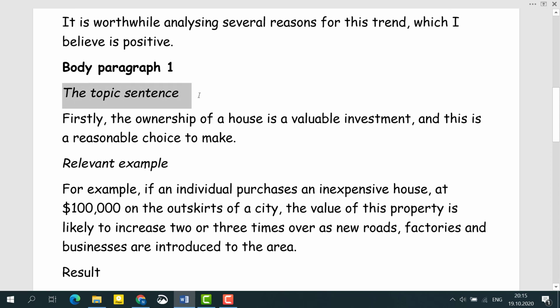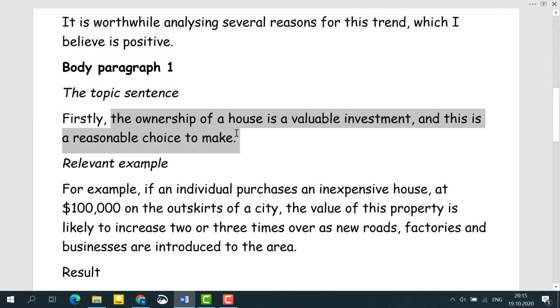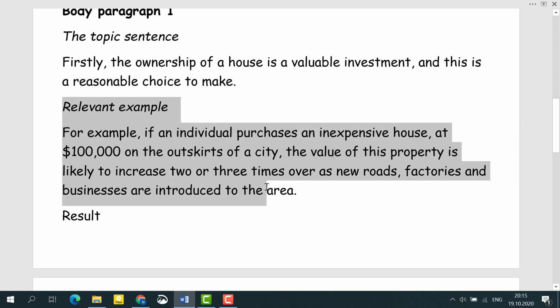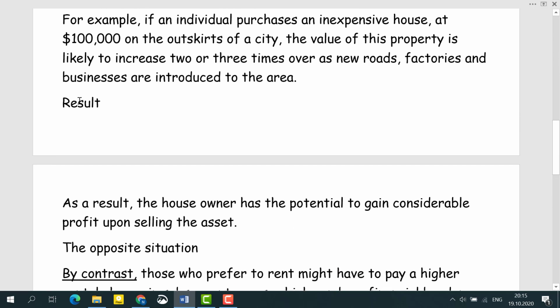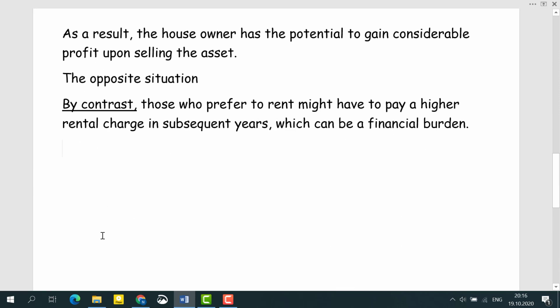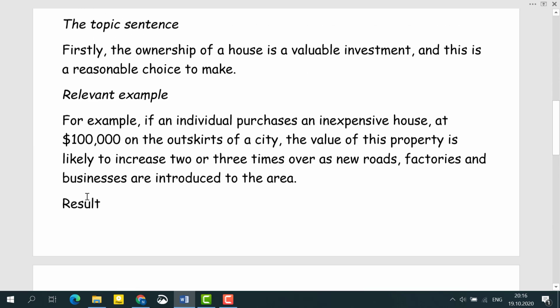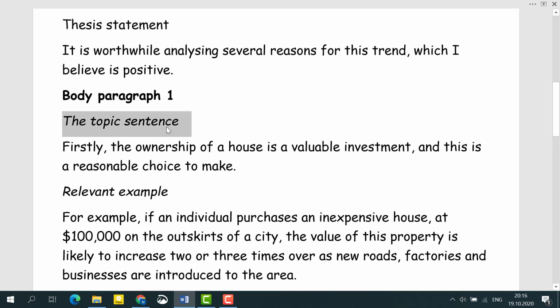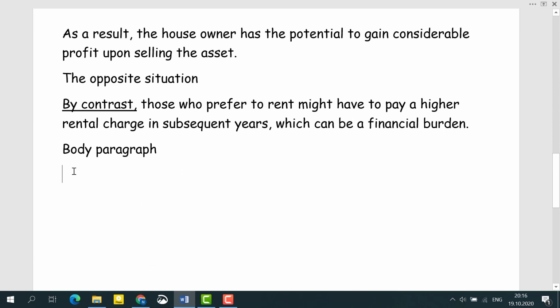So once again, you have to write the topic sentence. Okay, so you have to indicate your central idea. Then you have to provide a relevant example. Then talk about the results and talk about the opposite situation. That's it. Now, I need to focus on the second body paragraph. Okay. Now, what do I need to do again? I'm going to provide the second reason. Okay. And again, I need to write a beautiful topic sentence. The topic sentence which will include my second reason.